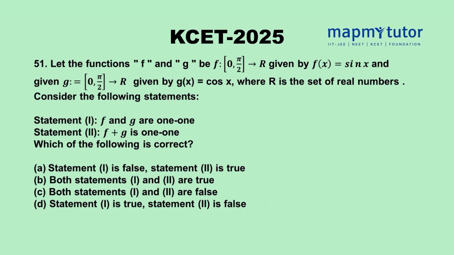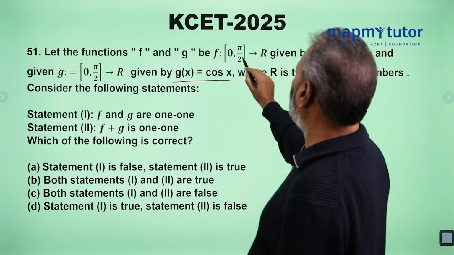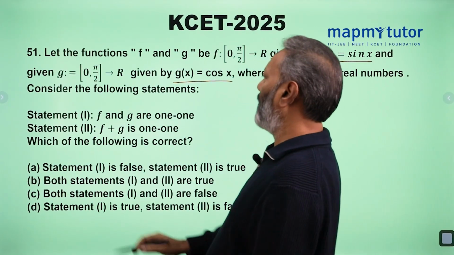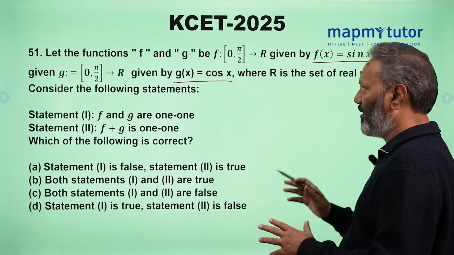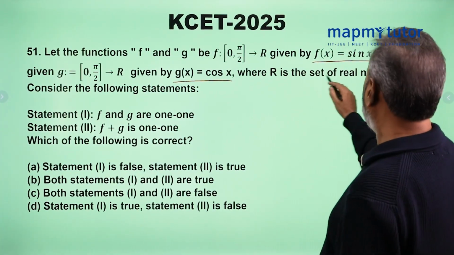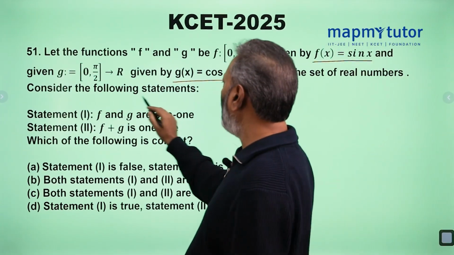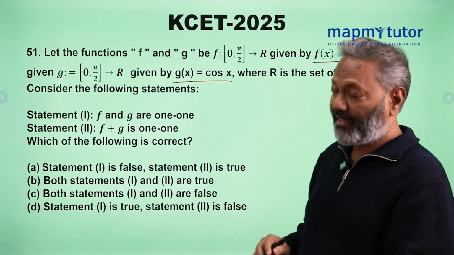Let the functions f and g be defined as follows. One is sin x and the other is cos x. The domain, of course, is 0 to pi by 2, here also it is 0 to pi by 2. Same domain, same codomain, all real numbers, where R is the set of real numbers. Consider the following statements. Again, 2 statements are there.